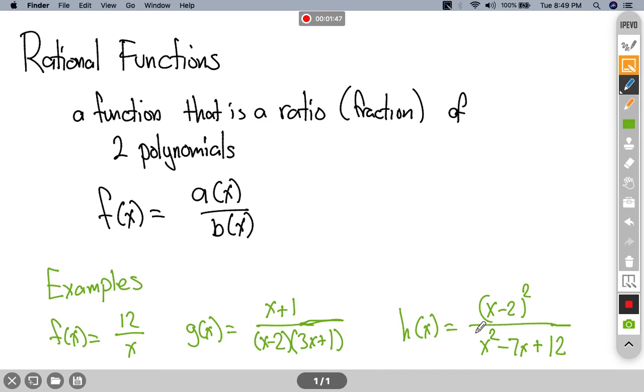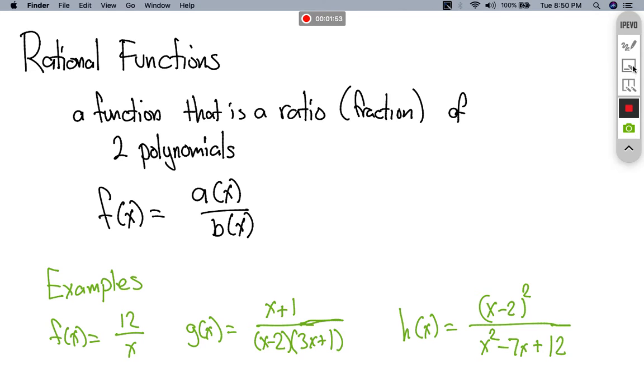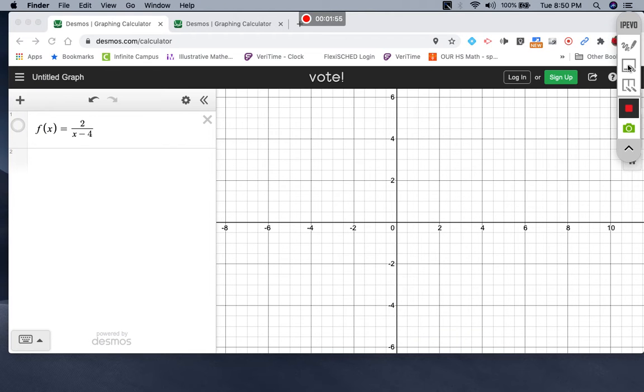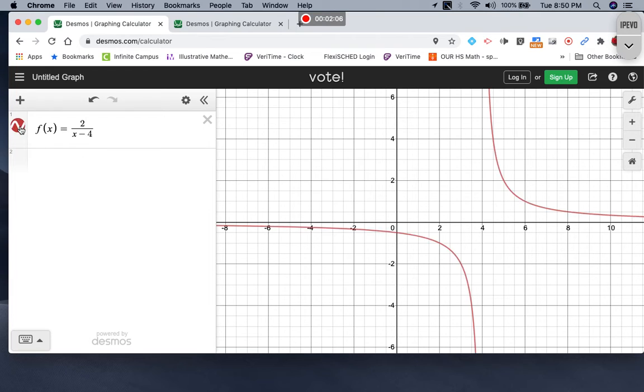So what does one of these guys look like when we graph it? So we're going to start with the graph. And here is my function. I started with a nice one, f of x equals 2 over x minus 4. And if we graph this, we have something bizarre going on. Because you notice here, it looks like it's two separate pieces, and they don't look like they connect together. This is something that we haven't seen in any of our functions we've looked at before.